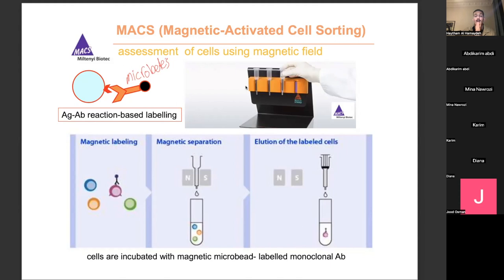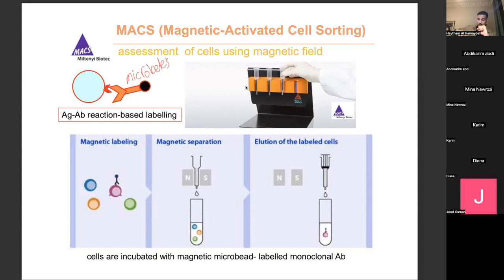Okay. Now, let's say I'm going to always go back to CD3 because it's simple. We want to have the cells that have CD3. What do we do? Antibody that specifically binds with its FAB region to CD3 antigen on those cells. Okay. This antibody, if it's on its own, we would not benefit from it. We would not benefit from it. So what do we do? We use a magnet, a magnetic bead.